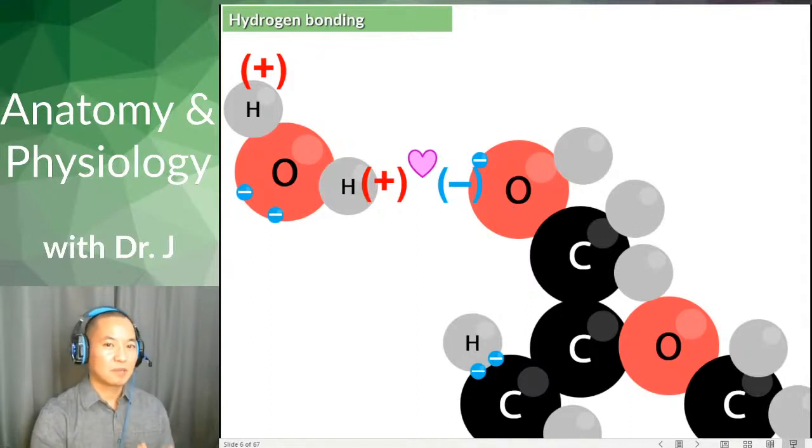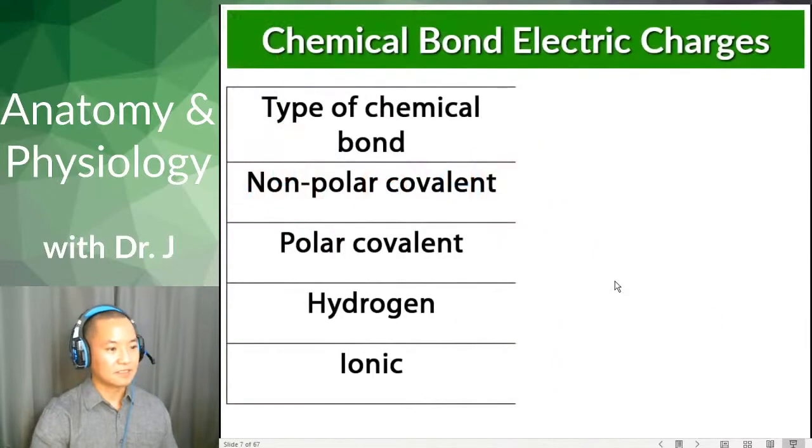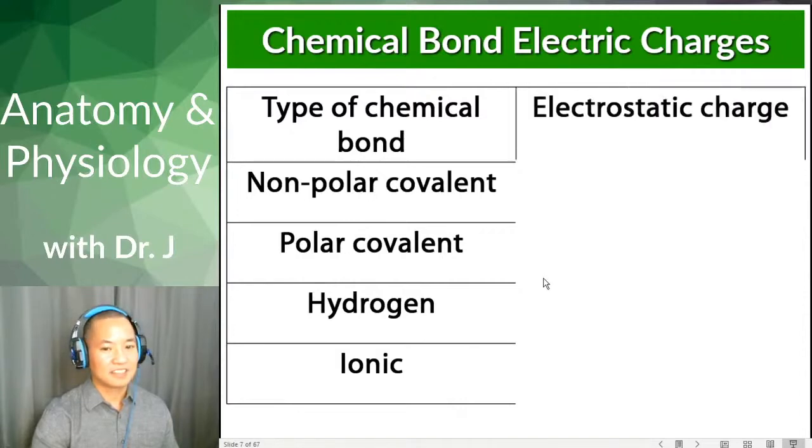So again, I'm trying to dispel the myth and misconception that only water can do hydrogen bonding. As long as there's a partially positive hydrogen and as long as there's a negatively charged atom somewhere in the molecule, there's a potential for hydrogen bonding. So these are the main types of chemical bonds we covered in class.